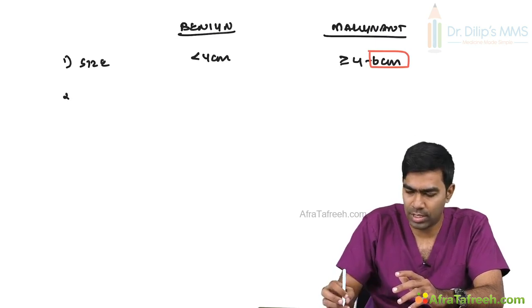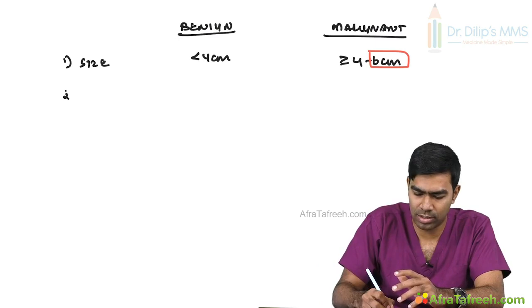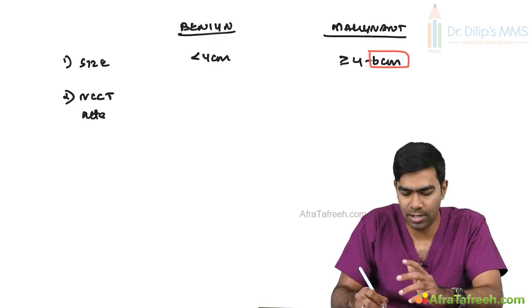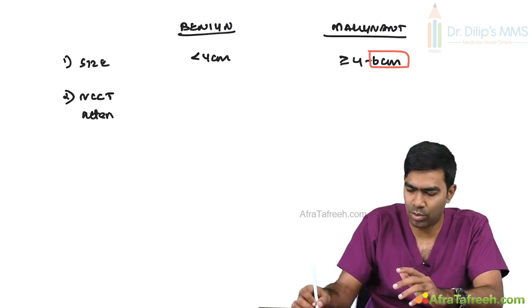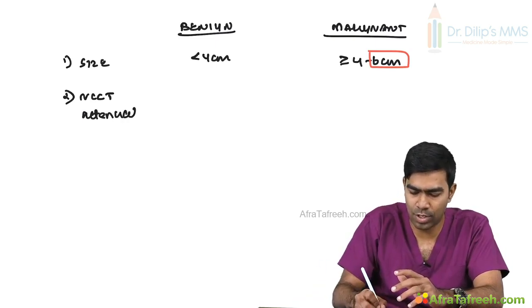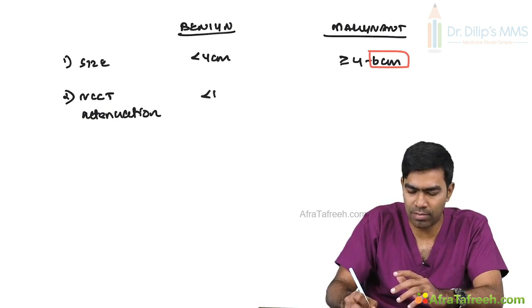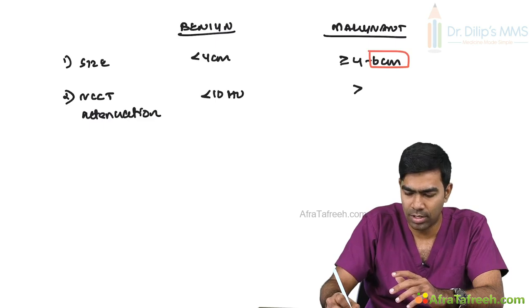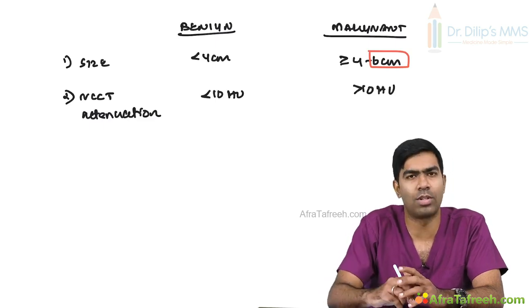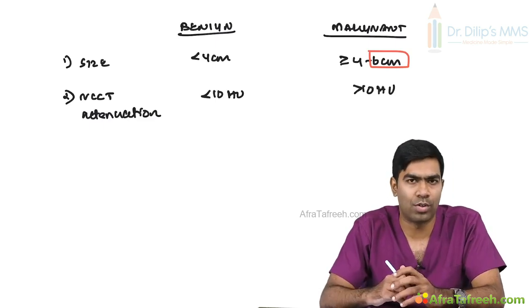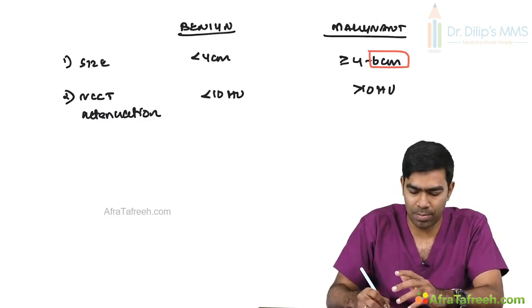Second, you have to see the CT attenuation in the non-contrast zone. So NCCT attenuation, or I can say unenhanced CT attenuation. We have to tell it in the value of Hounsfield units. Usually benign lesions will have less than 10 Hounsfield units, whereas malignant lesions tend to have more than 10 Hounsfield units, which means they tend to have a higher density compared to benign lesions.